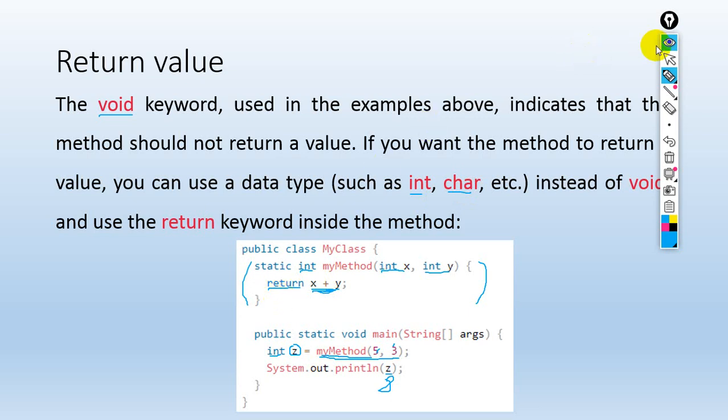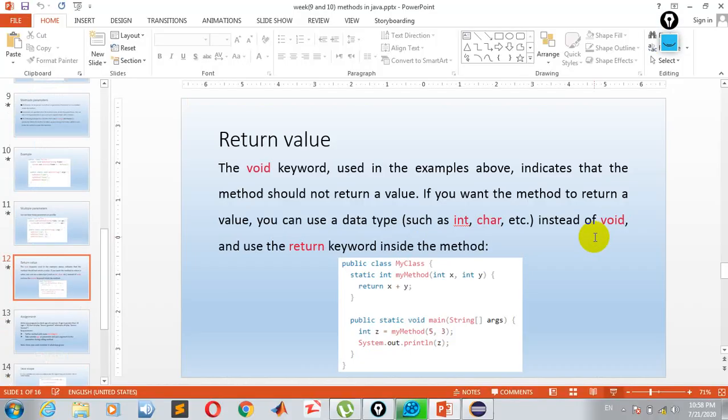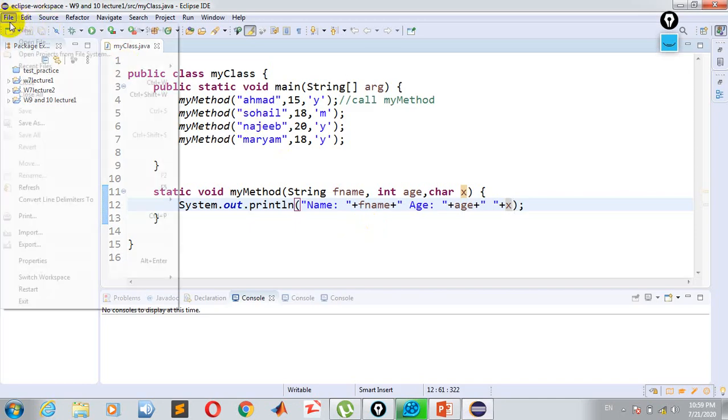So this was the return type. Now let me do it practically. So here we have the program. I will create a new project right here.